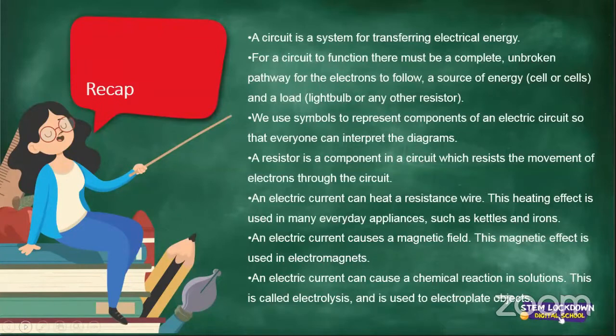I'll continue. An electric current can cause a chemical reaction in solutions, and this is called electrolysis. It is also used to electroplate objects. Remember, we spoke about electroplating, where I told you that it is better to electroplate iron, for example, because it prevents certain objects from rusting, especially objects that are going to be around water.